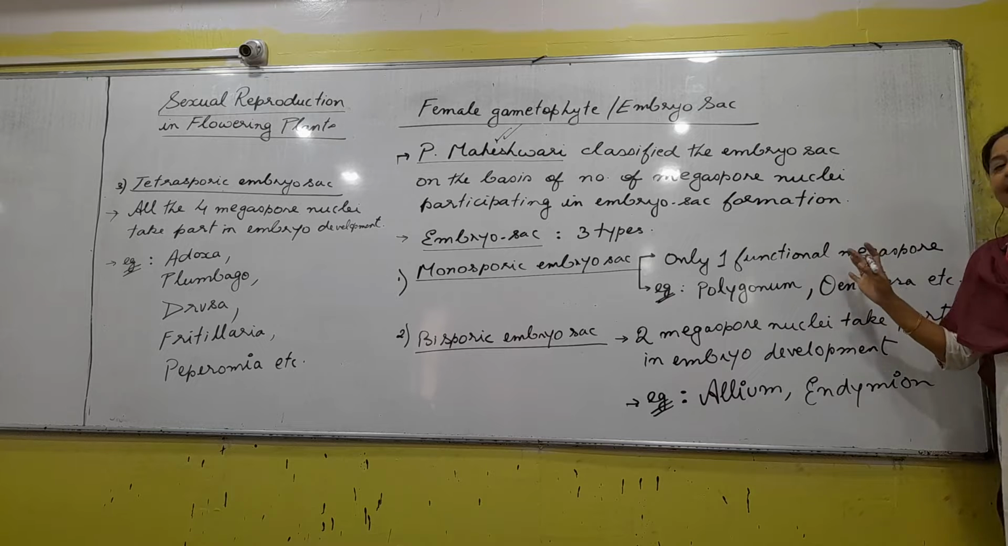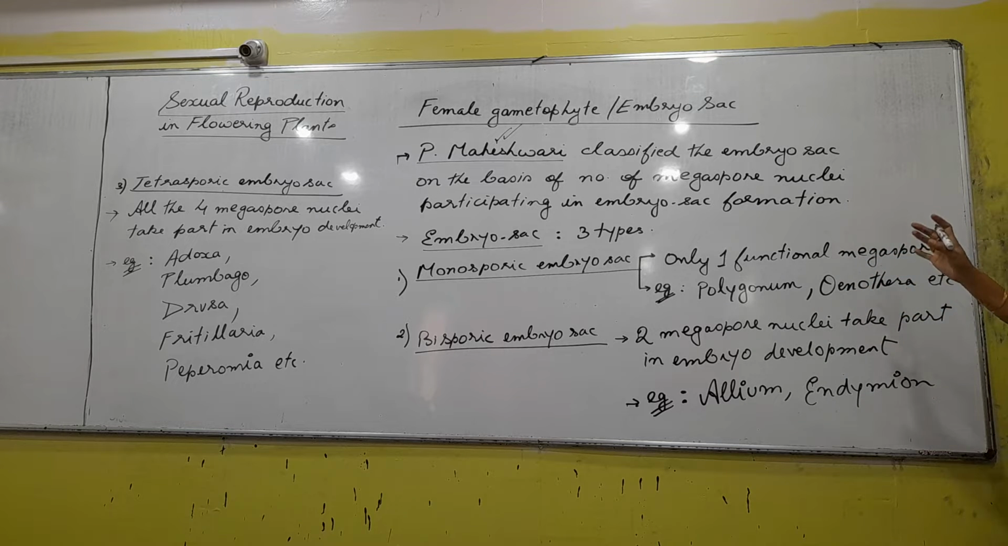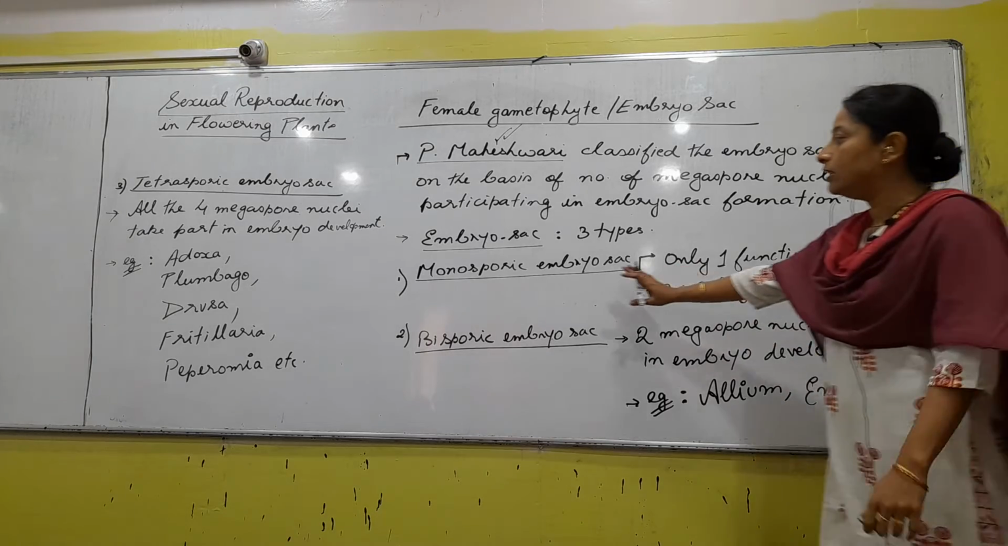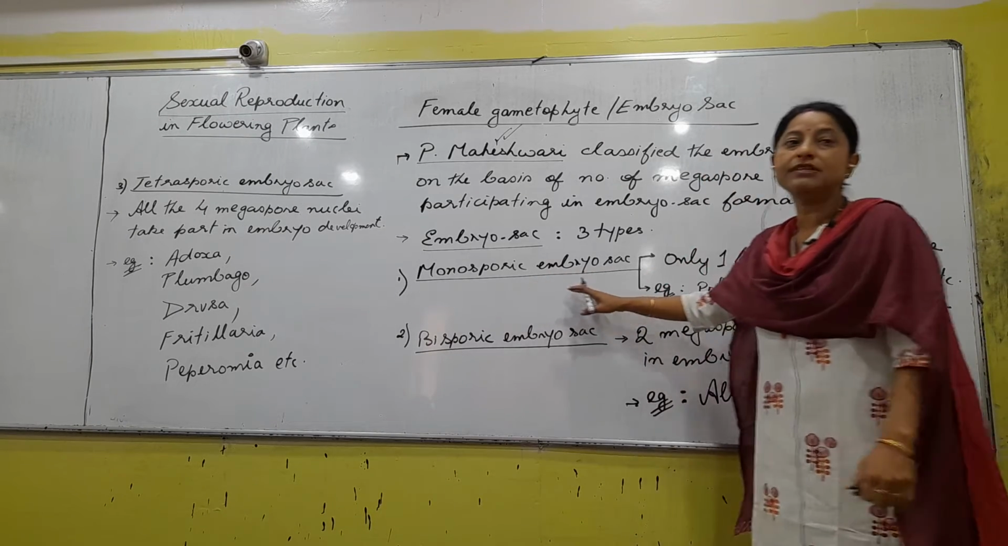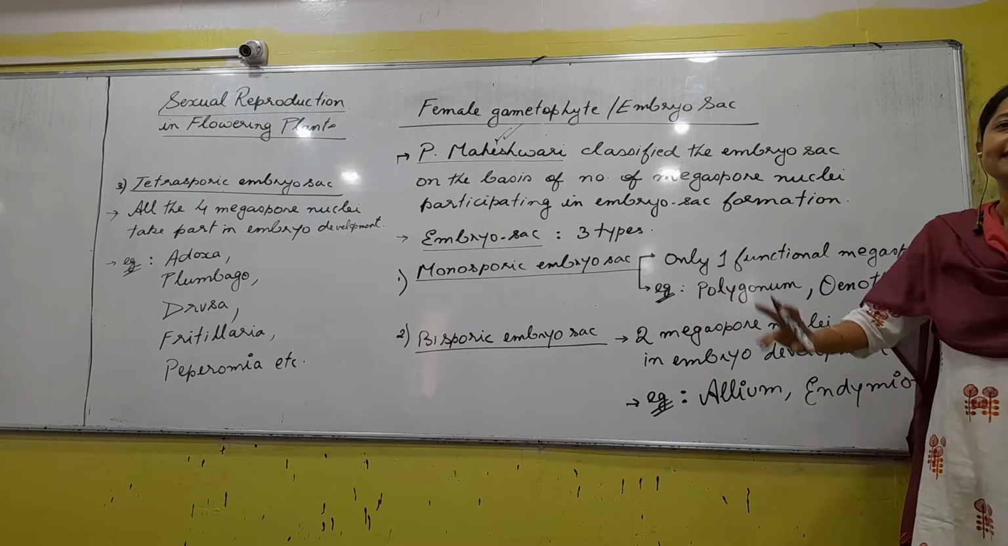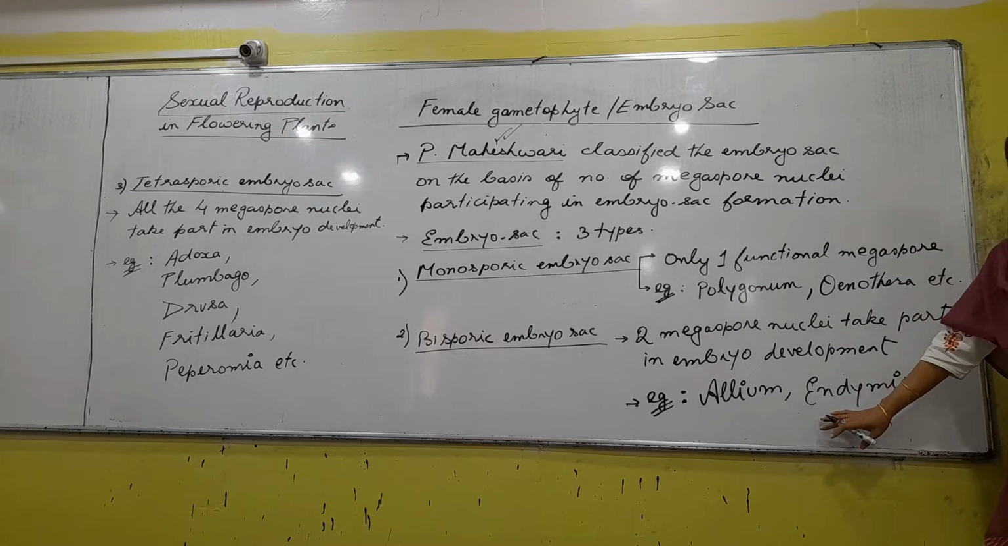Details are never needed, right? If you are going to study the structure of a tetrasporic embryo sac or the structure of a bisporic embryo sac, it's a huge amount of information that you have to study, but that part is not required in your course. So there is no point in studying in detail, right? So we will be talking about only the monosporic polygonum type of embryo sac in detail. The other details are not needed, but examples are important.